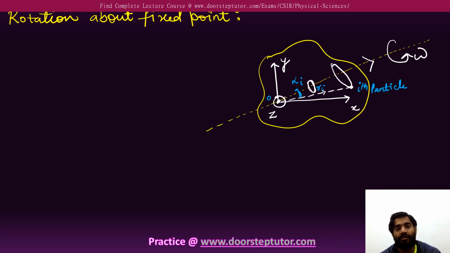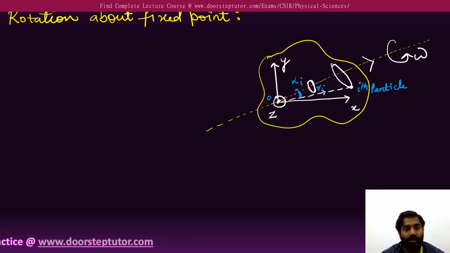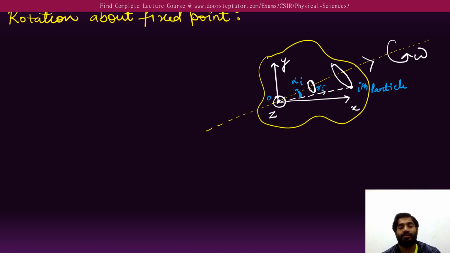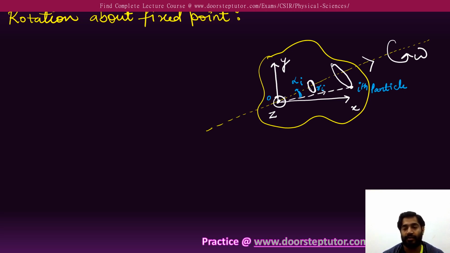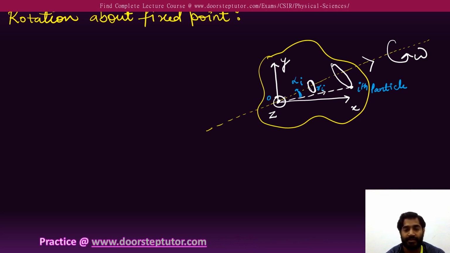So here we first learn about rotation about a fixed point. As we know, rotation, angular momentum, and torque, we have already learned. But here we consider a system of particles or a rigid body rotating about a certain axis, and that axis is this one.